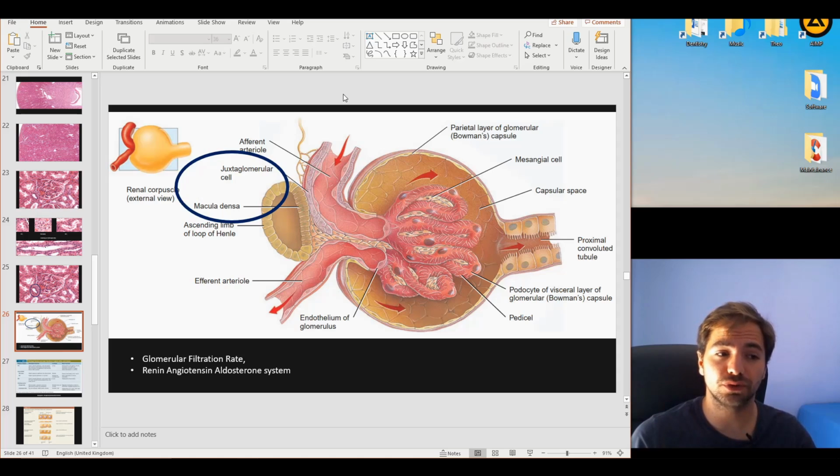And second, and most importantly, they produce renin. Now, renin is a very important molecule that plays a role in this whole renin-angiotensin-aldosterone system. Now, this is a very complex system. We'll discuss it in just a bit.